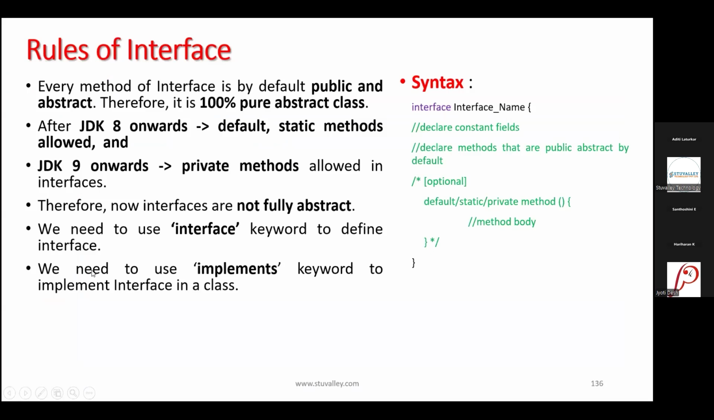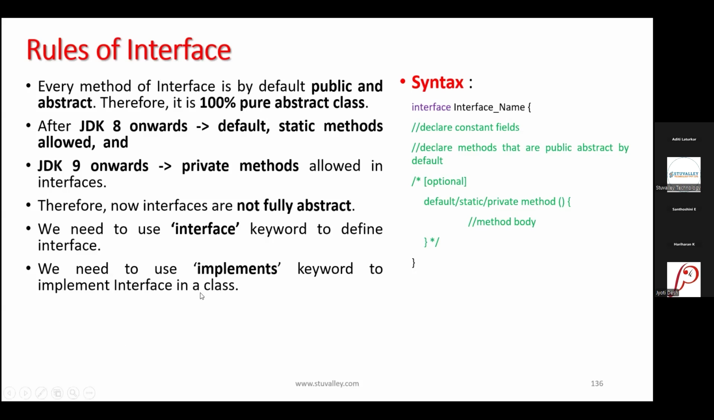Now, when we want to provide the implementation to these methods of an interface, you have to use the implements keyword, because we are going to implement all these functionalities, right? We are going to provide the implementation to all these methods. That's why we use the implements keyword to implement an interface into a class. Okay, we always implement it into a class.